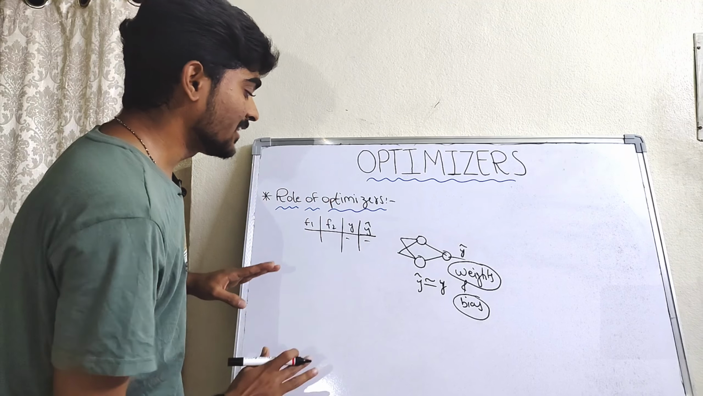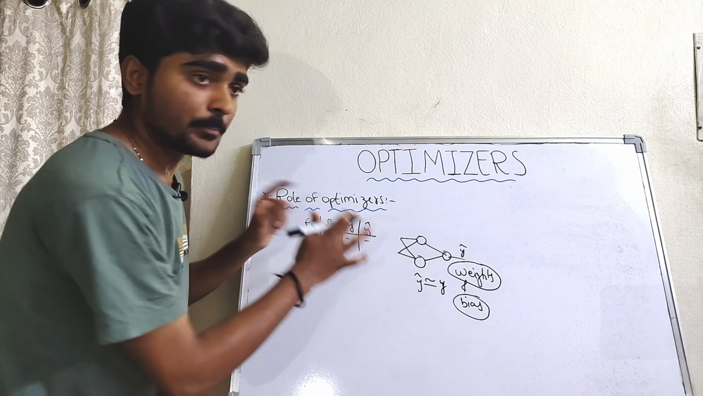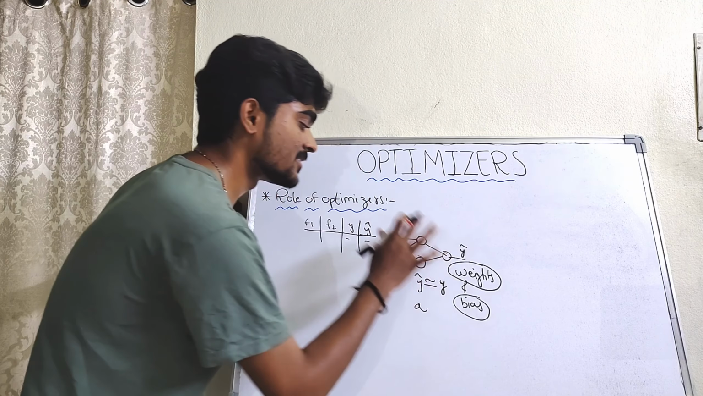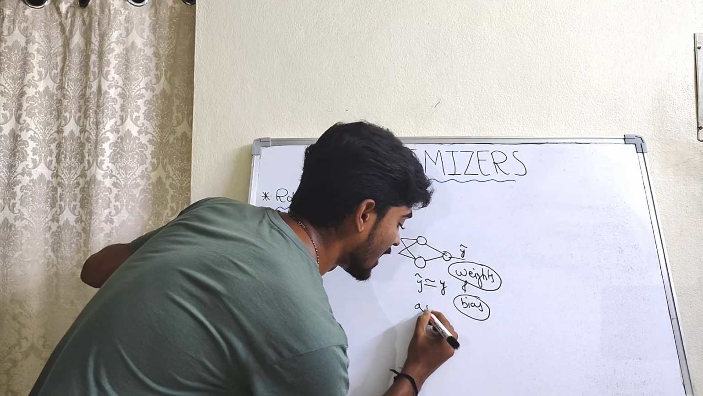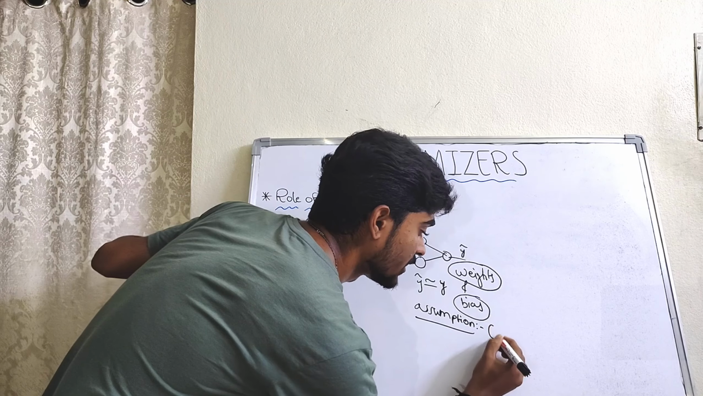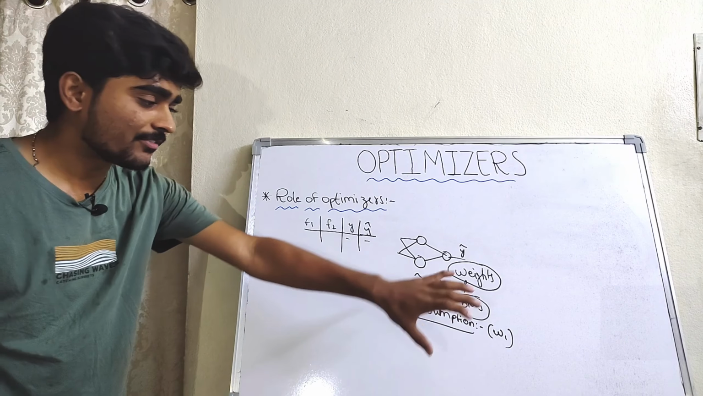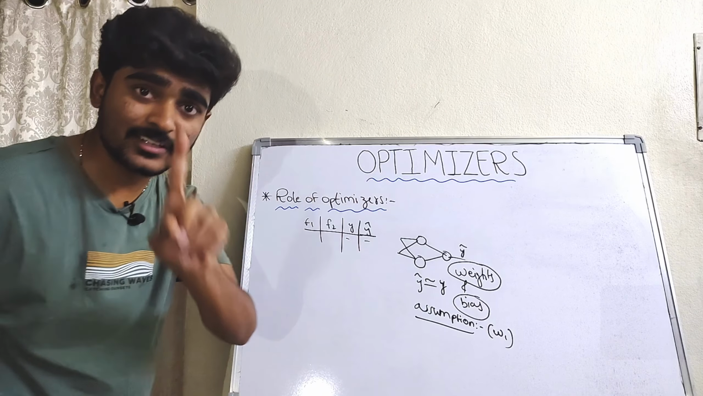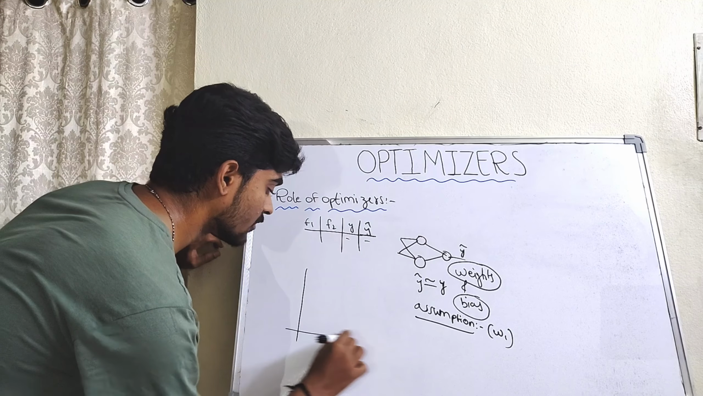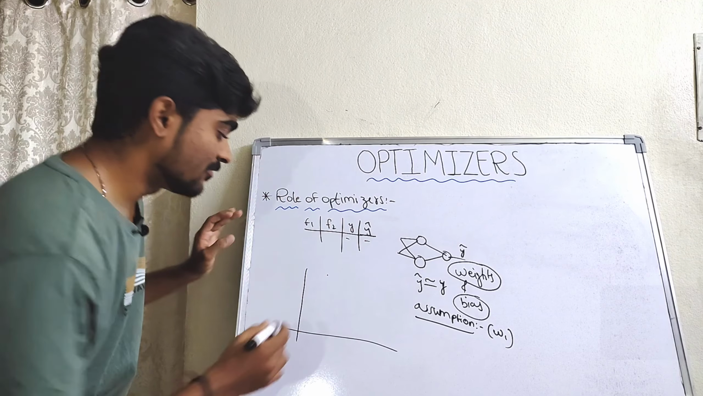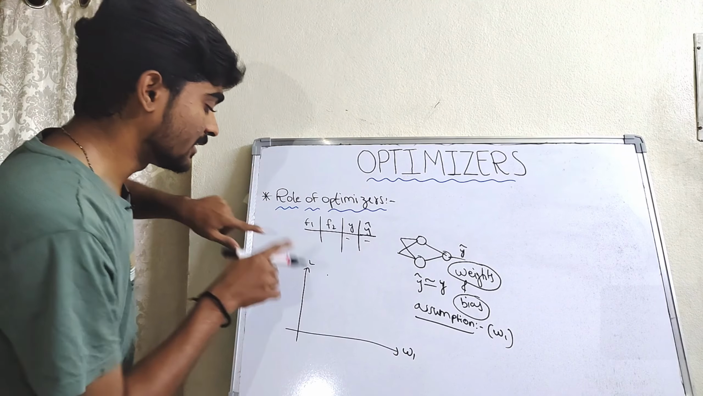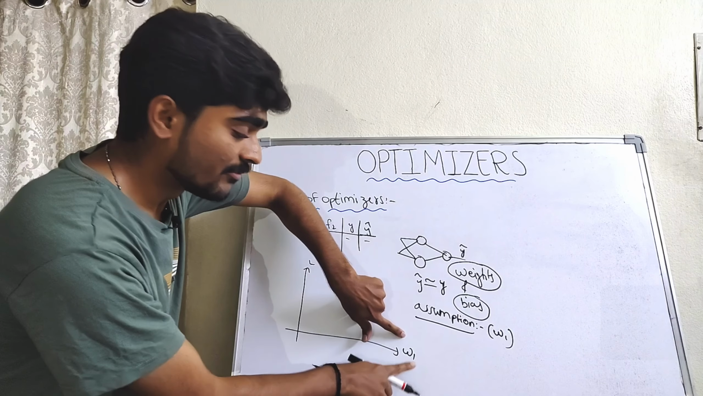Now I'll be calculating the loss between the true output and the predicted output. Let's take another assumption: in this entire neural network we have only a single weight, that is w1, for simplicity. Now we'll be plotting a graph between the loss and the w1 value.